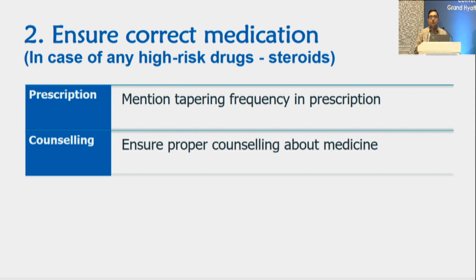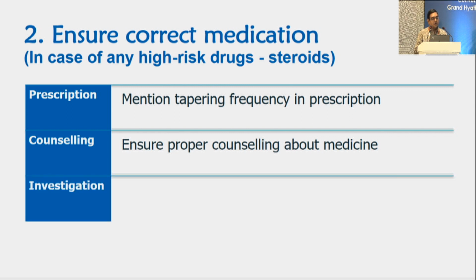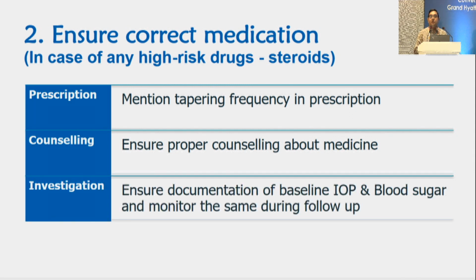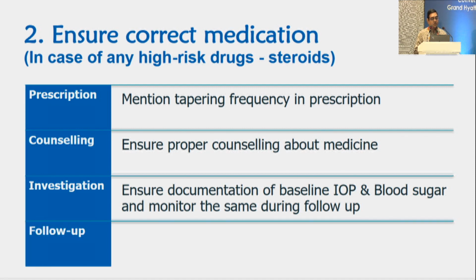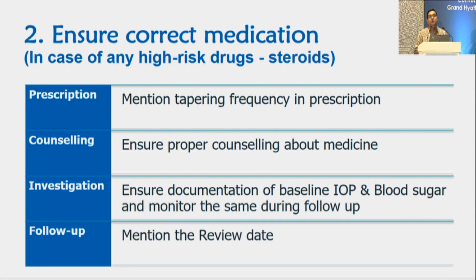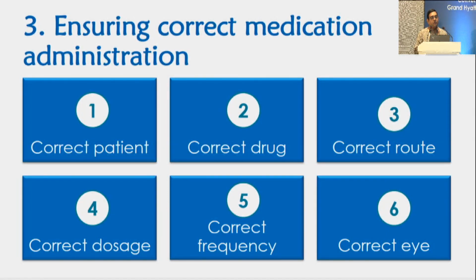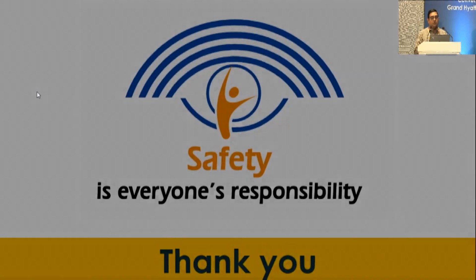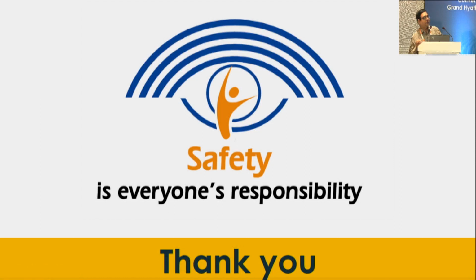Always ensure proper counseling about the medicine whenever it is a high-risk one, and the investigations which need to go with it. Like for steroids, you need to have the baseline IOP and the blood sugar, and monitor the same during the follow-up to see if there's any change. And ensure that you mention the review date and that the patient follows up with you. So for ensuring correct medication, we need to make sure that it is the correct patient, the correct drug, the correct route, the correct dosage, the correct frequency, and the correct time. Thank you.